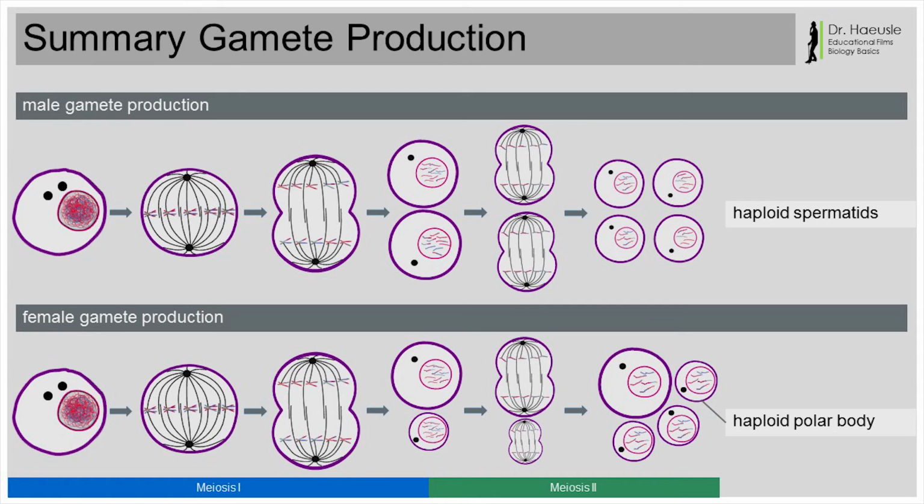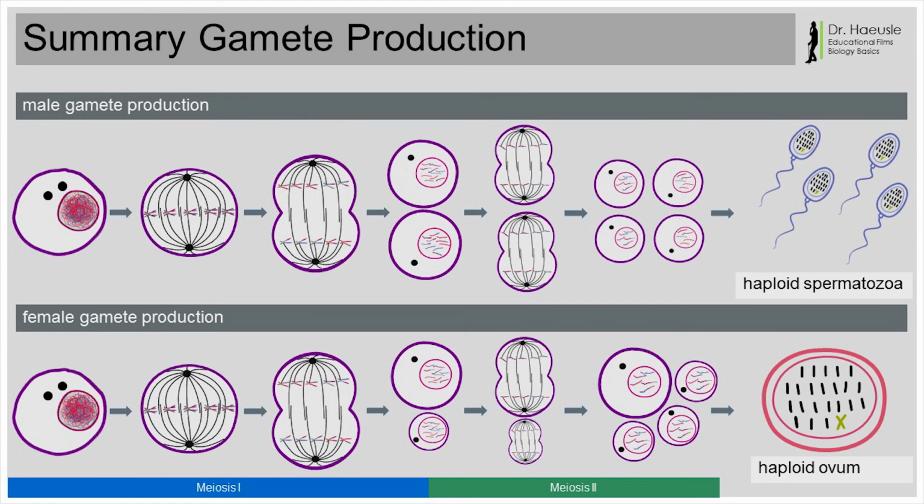The sketch shows that the cell content of the secondary oocyte has again not been equally distributed. 3 small haploid polar bodies were formed. In humans, these don't have a purpose and dissolve. Only the 4th and largest cell remains. This is the ovum. In males, all 4 spermatids have the same size. They will mature to spermatozoa.